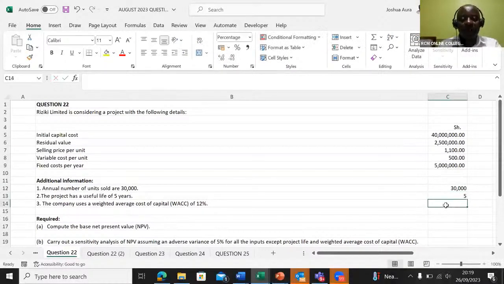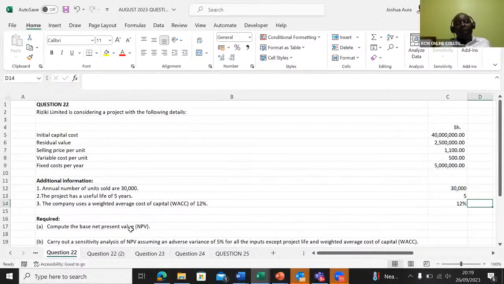This is very important for purposes of discounting. Then they want me to compute the base net present value. If you remember, the base net present value is that net present value that we get by using the information that is currently available without altering anything. We are not going to alter anything.